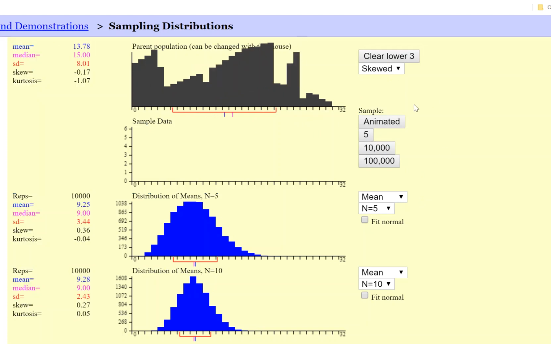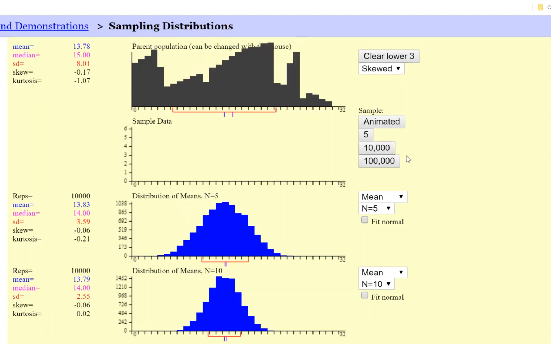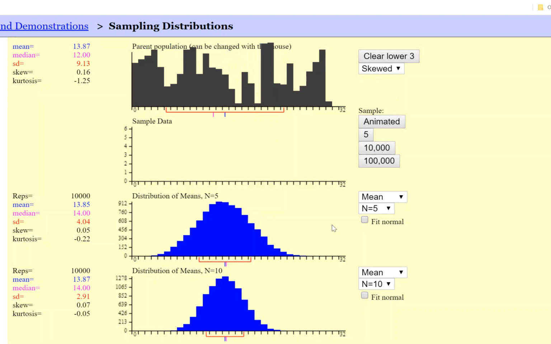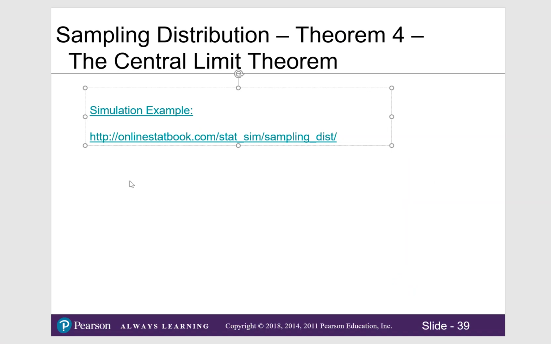Let's make it look like that. There we go. Clear lower 3, do it again. Normal! Yay! I don't know if this helps you believe me or not, but I'm making this distribution by just drawing on this and changing the heights. And I always get normal, so, you know, it's a good time. I don't know what else to say about this. I spent too much time on that.